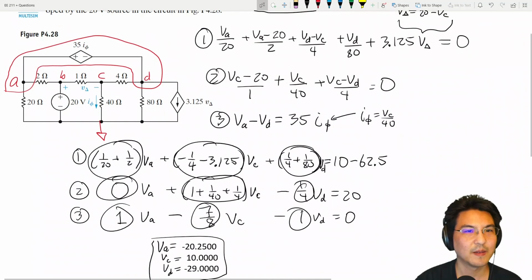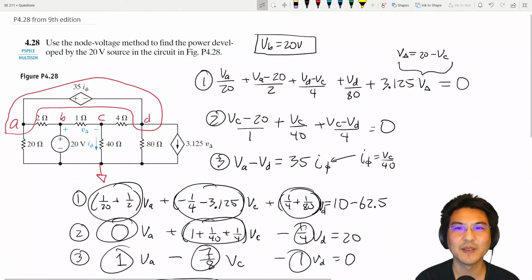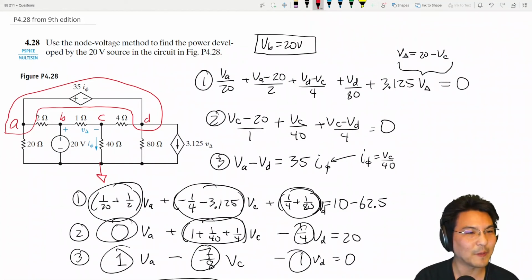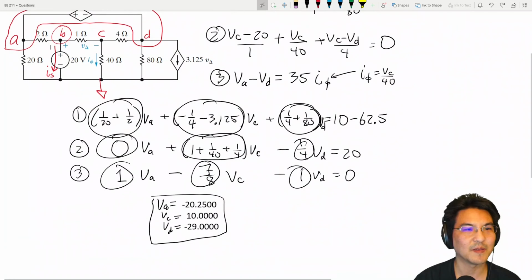All right. And what was the question? Oh, okay. Find the power delivered by the 20 volt source. Okay, so actually, we know all the node voltages, which means we can figure everything out. We need this current right here, IS for the independent source. So if we just look at node B, we can just write KCL, like VB minus VA over 2 plus VB minus VC over 1 plus IS.